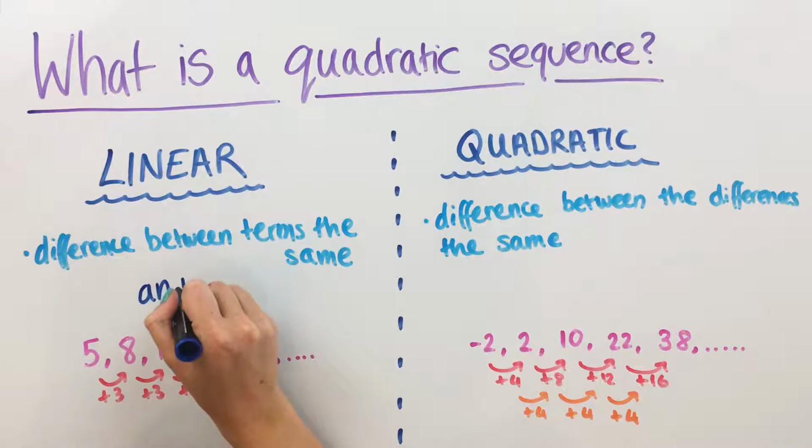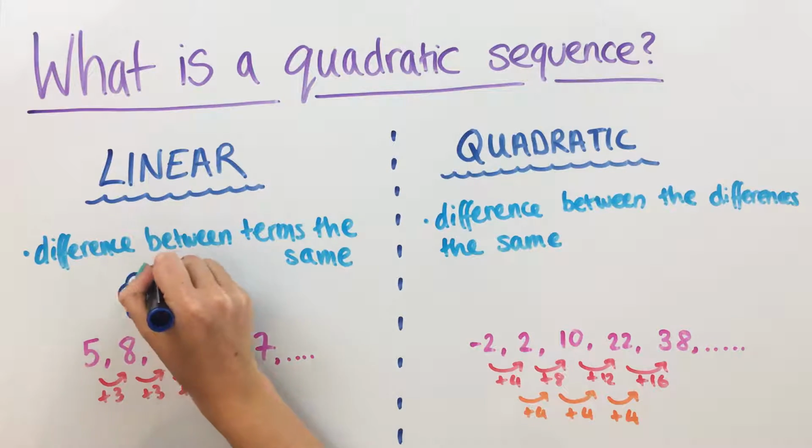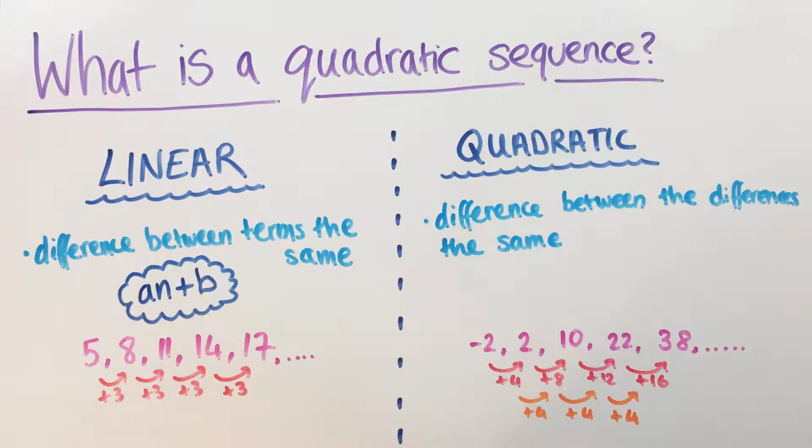The nth term of a linear sequence looks like an plus b, where a and b are numbers. For instance, the nth term of our sequence here is 3n plus 2. If you're not sure what the nth term means, or you're not sure how to find the nth term of a linear sequence, I would suggest pausing the video and watching the video on how to find the nth term of a linear sequence first. Remember, this nth term, this 3n plus 2, is a formula for finding any term in the sequence.